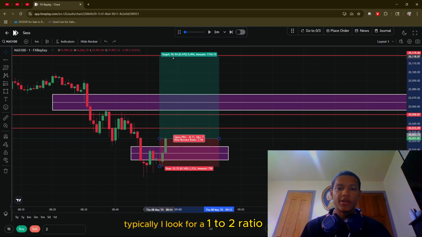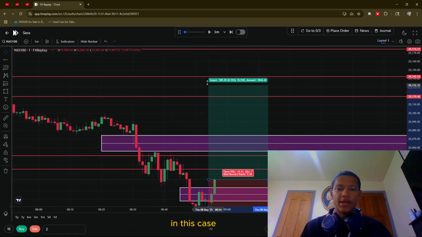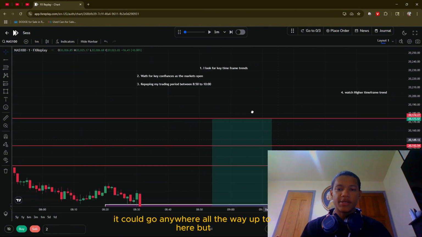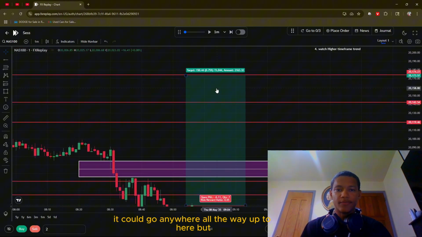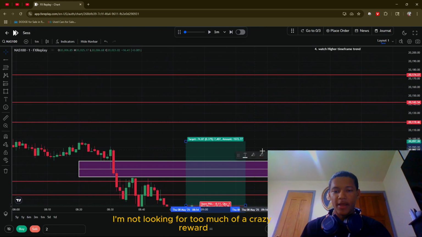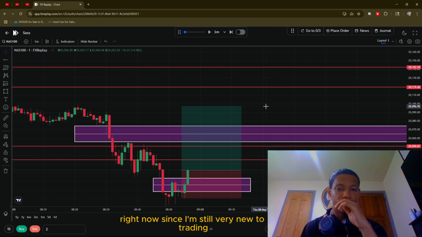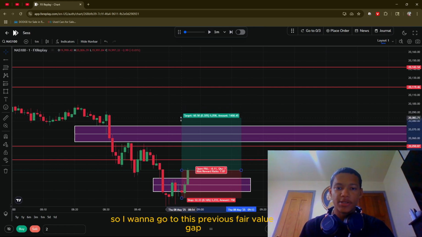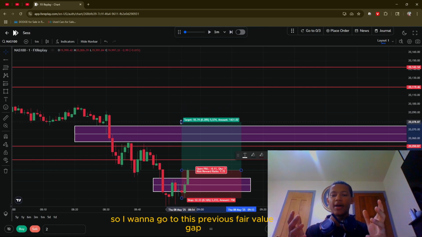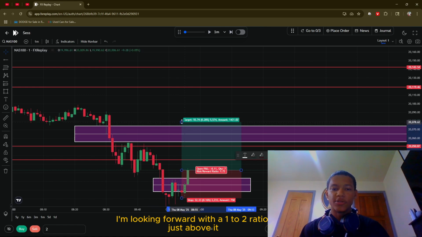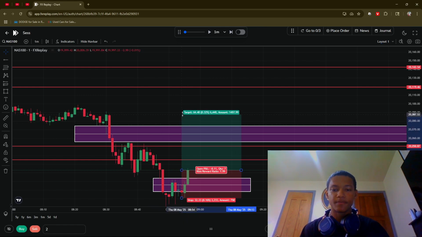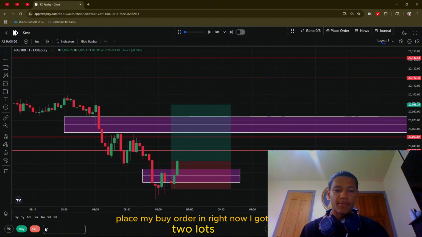Typically, I look for a 1 to 2 ratio. In this case, it could go anywhere all the way up to here, but I'm not looking for too much of a crazy reward right now since I'm still very new to trading. So I want to go to this previous fair value gap. I'm looking for a 1 to 2 ratio, just above it. Place my buy order in.